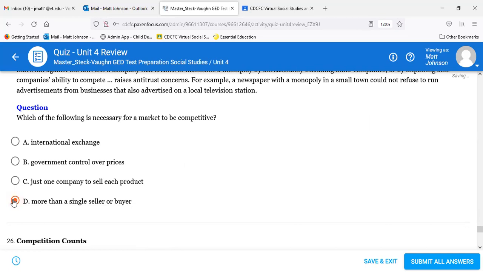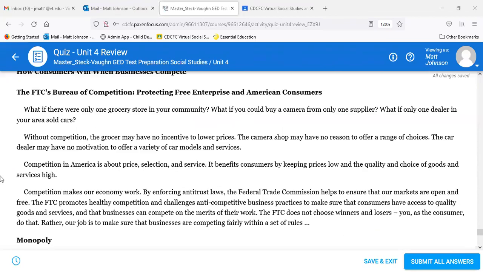Same thing, if you're thinking about sports, right? You've got to have more than one team for it to be a competition, or more than one player. So D is indeed right: more than a single seller or buyer to make it competitive. D is in. 26.